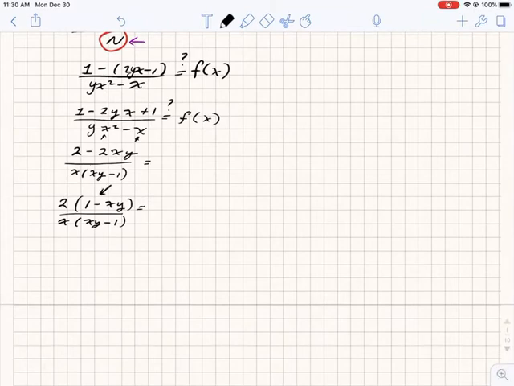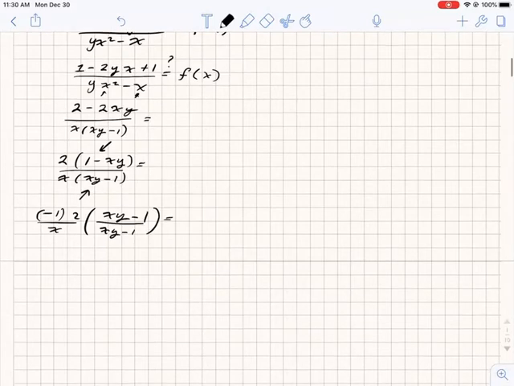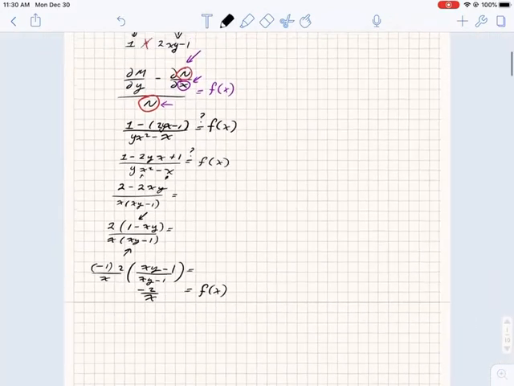Now I'm sure you could see that if we switch the sign inside of these brackets, we'll obtain the bottom. So we'll just pull out a negative 1. And we're going to be left with (xy minus 1) over (xy minus 1). It turns out that there is an f of x function of negative 2 over x.